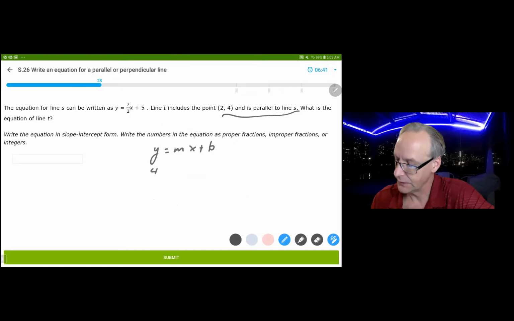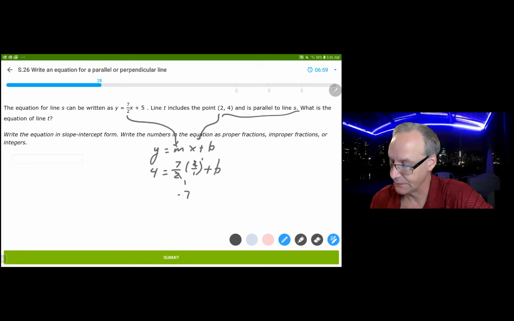The y is 4. The m is going to be the 7 over 2 because it's going to be parallel. The x is 2. Oh, nice, easy one finally, because it's going to simplify, isn't it? Plus b, and the 2's cancel out. We're going to subtract the 7 from both sides, and we get b is by itself is equal to -3.